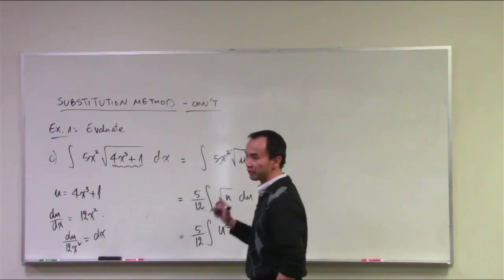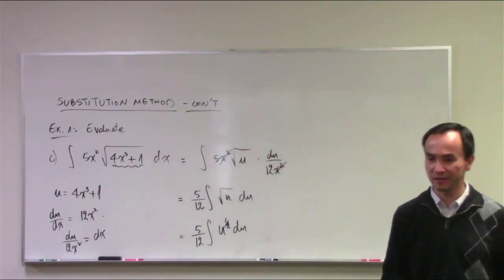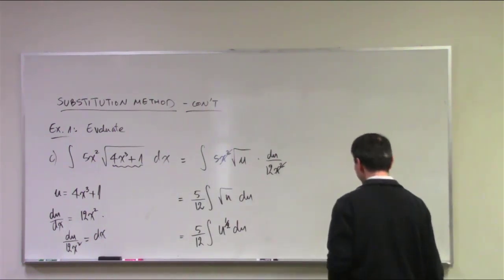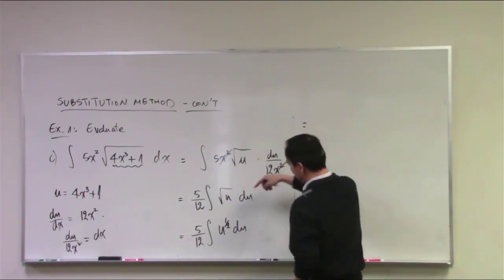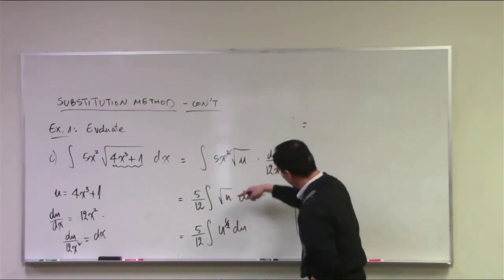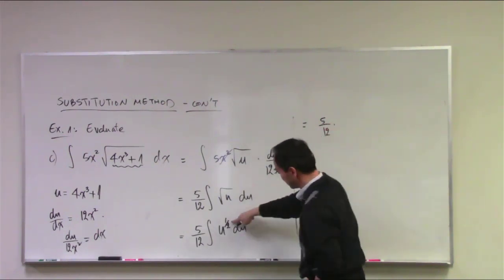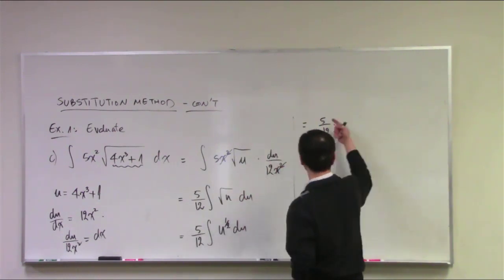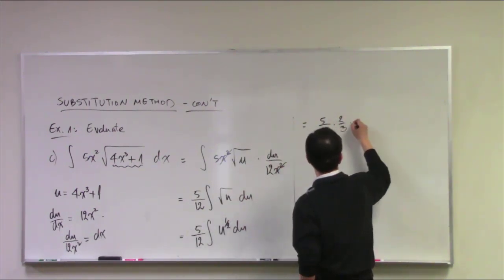Now we're ready to integrate that function. The function here is simply u to the 1/2 power, so the power rule is going to kick in just fine. So our integral for this function comes out being 5/12 times, and then 1/2 plus 1 gives me 3/2, and when we take the reciprocal, that gives me 2/3, times u to the 3/2 power.